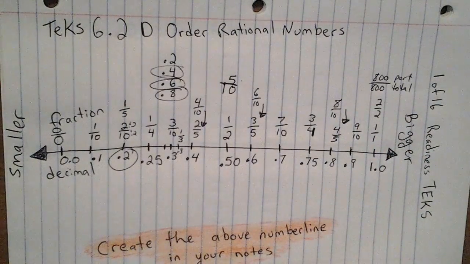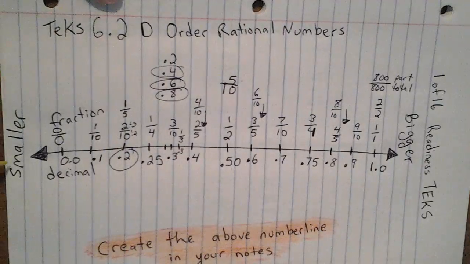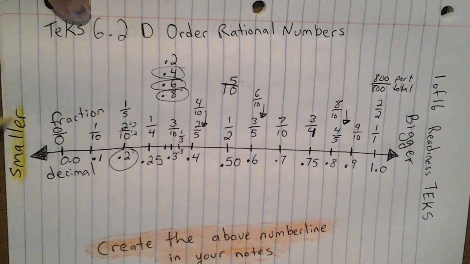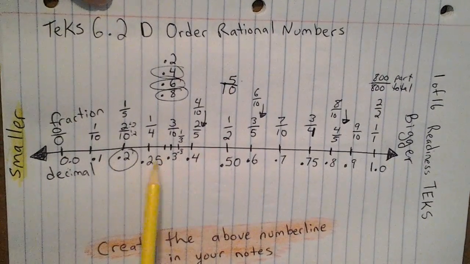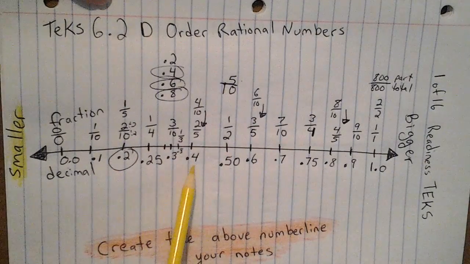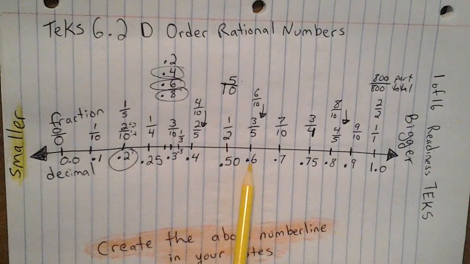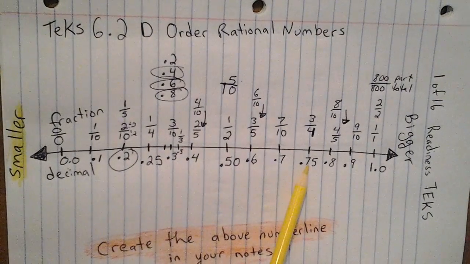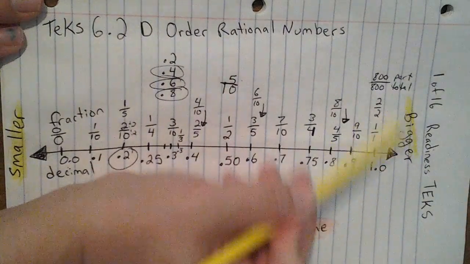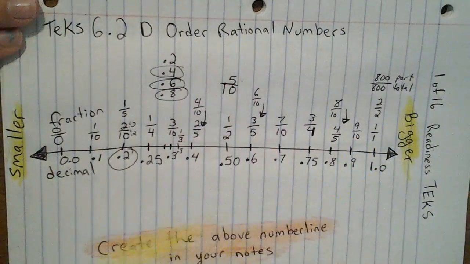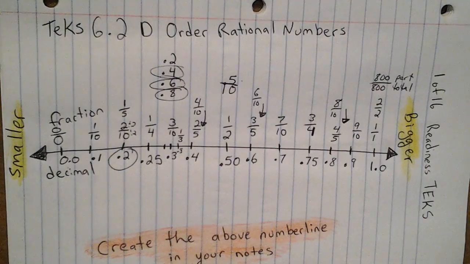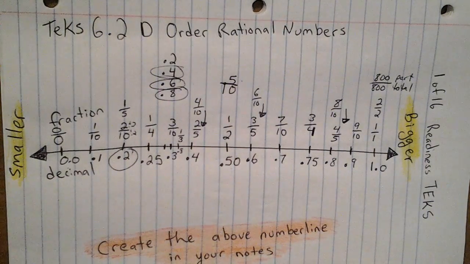So the big takeaway here is understanding that the smaller side is anything on the left of another number. So 25/100 will be less than 4/10. 6/10 is less than 75/100. And then over here is our bigger side. This is the stuff that's going to be the biggest over on the right side. And that's how all number lines will work, whether they're negative or positive.